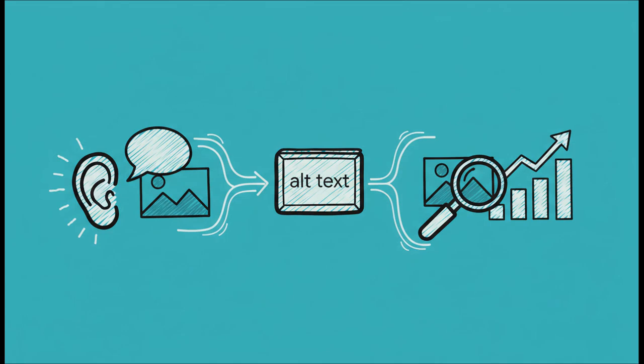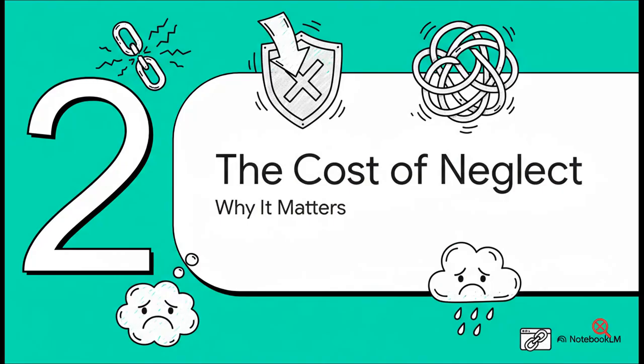Now, what's so cool about alt text is that it kind of serves two masters, and it does a fantastic job for both of them. First, for accessibility, it literally paints a picture with words for visually impaired users. And second, for SEO, it tells search engines like Google exactly what your image is about, which can really help you rank higher in search results. So it sounds simple enough, right? But what happens when you just ignore it? Well, the consequences are actually a lot more serious than you might think.